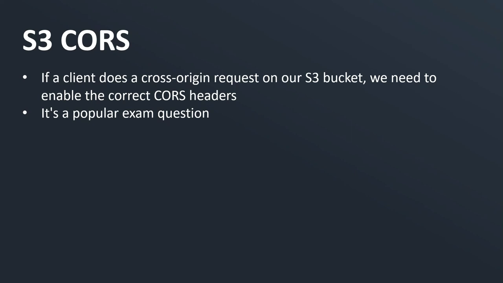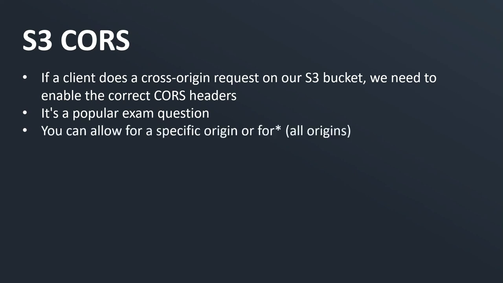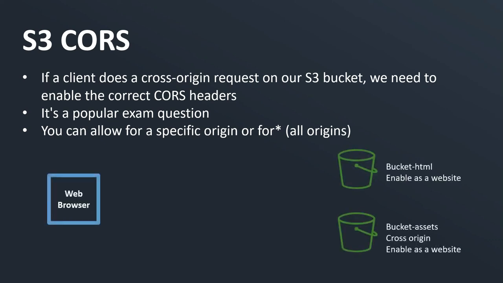So we can allow for a specific origin by specifying the entire origin name, or a star for all origins. So let's have a look. The web browser, for example, is getting HTML files from our bucket, and our bucket is enabled as a website, but there is a second bucket that is going to be our cross origin bucket, also enabled as a website, that contains some files that we want.